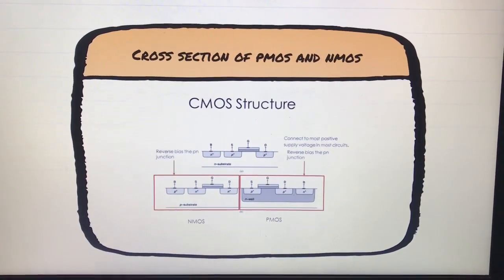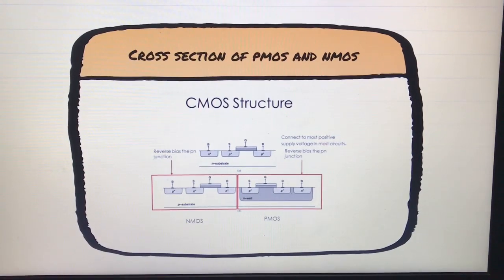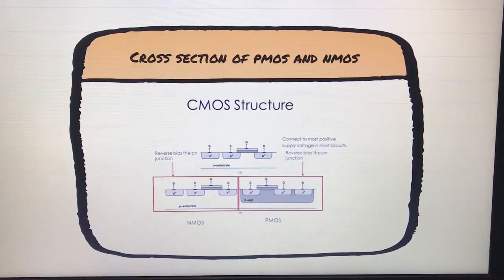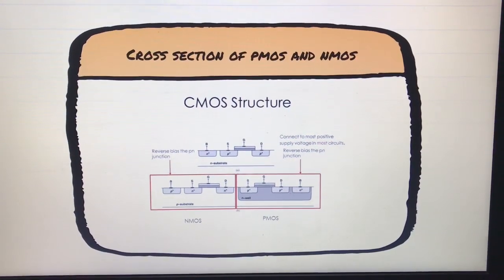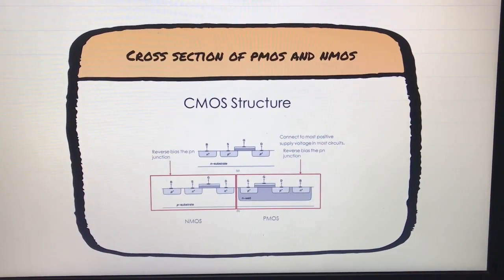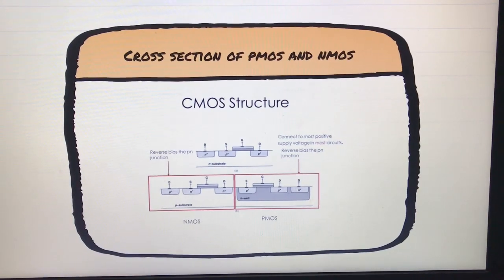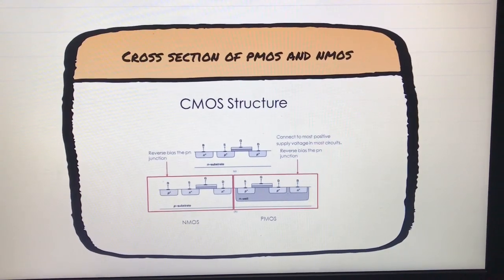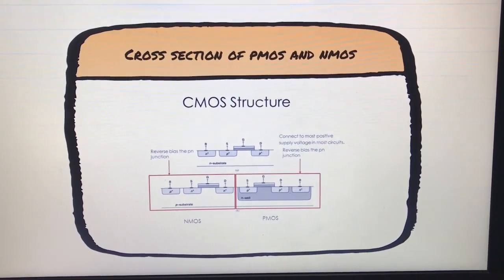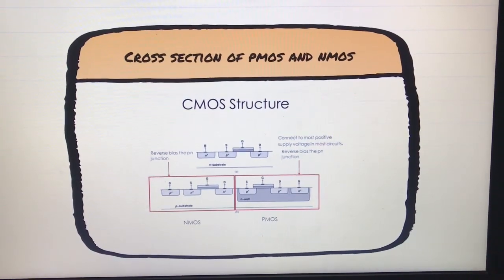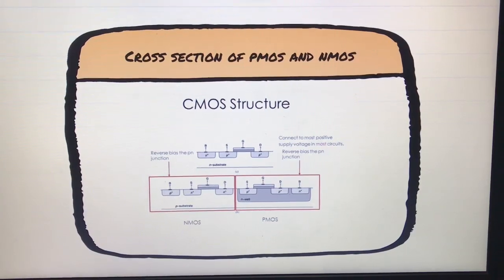Okay, this is a cross section of PMOS and NMOS. As we can see here, PMOS is connected to the most positive supply voltage in a MOS circuit. So there we know that the P channel is connected to VDD. For the NMOS, this is a reverse-biased PN junction, so it is connected to the ground.